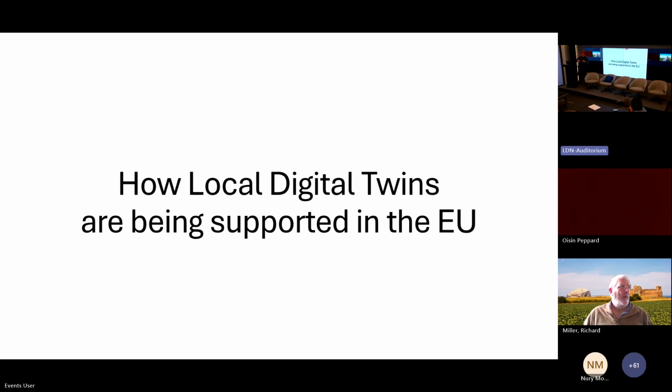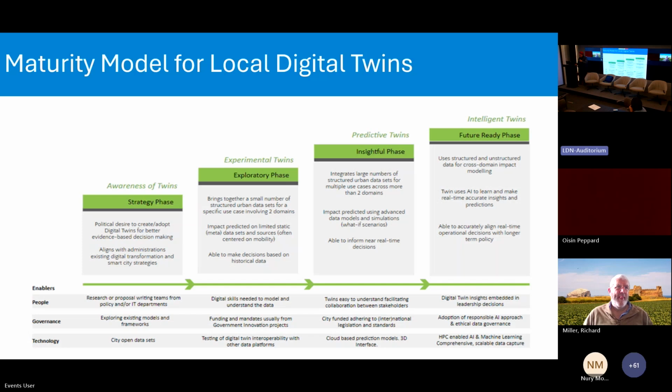And that's something we think is really useful as you try to implement digital twins in your particular area. But I'd just like to fairly quickly look at how local digital twins are being supported in the EU at the moment. Now, the EU recognizes that cities are at many different stages when it comes to using this technology. You've got some that are very sophisticated. They're using it already very effectively, whereas others are just beginning to think about it and don't necessarily have the things they need in place.